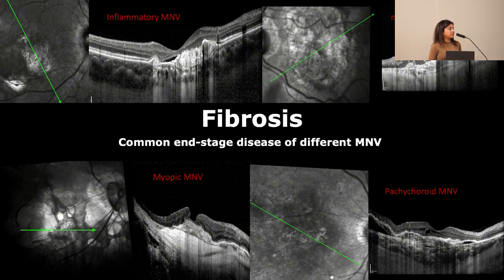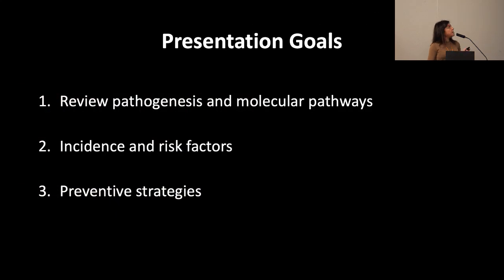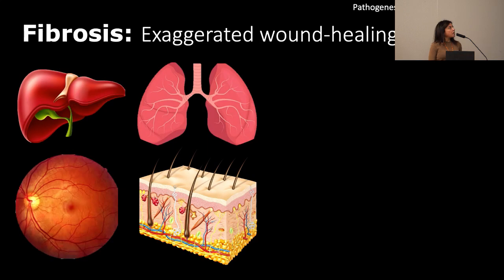So the goal of the presentation today is to review the pathogenesis and the molecular pathways of fibrosis, to review the incidence and risk factors, and summarize the preventive strategies. So let's start with the first point.